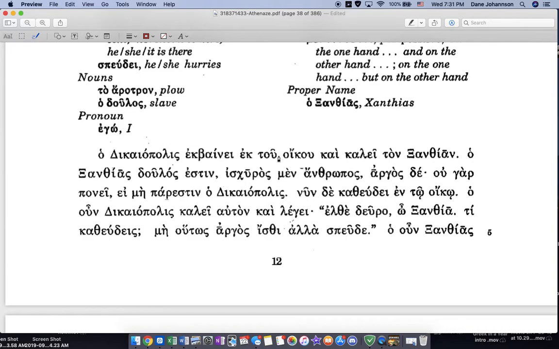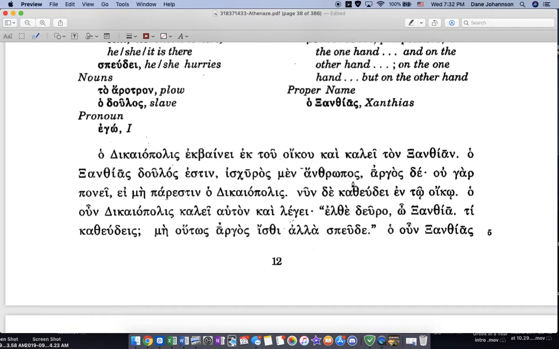Again, Greek, if you haven't learned this yet, the definite article works much different than it does in English. They'll put the in all sorts of crazy places, and it doesn't really translate into English. And they also don't use it when we would. So O Xanthias doulos estin, he's a slave.